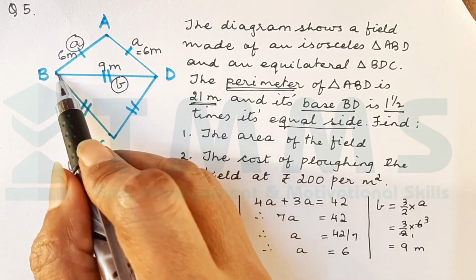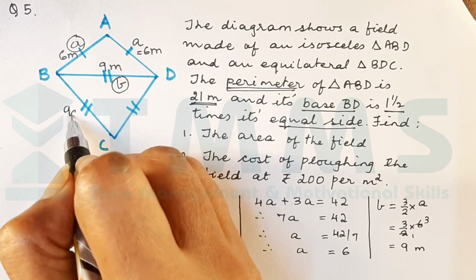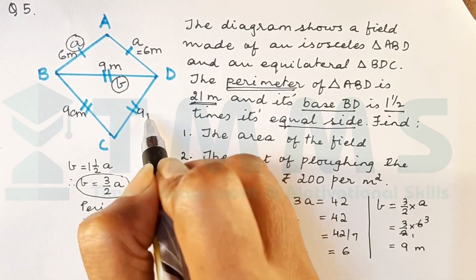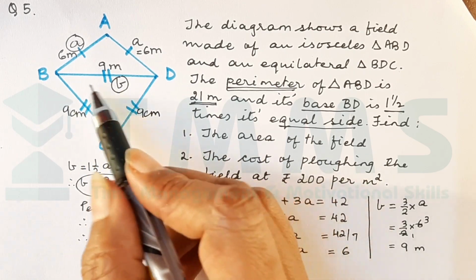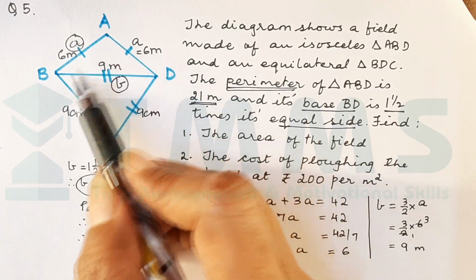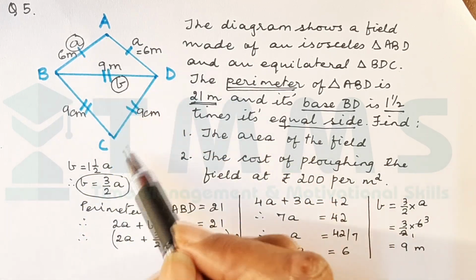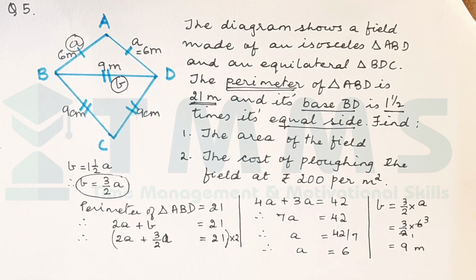And this triangle over here, BDC, is an equilateral triangle. So this also is 9 centimeter. This is 9 centimeter. So you see all three sides of this are known. All three sides of this are known. So the total area will be area of triangle ABD plus area of triangle BDC. So we do just that.